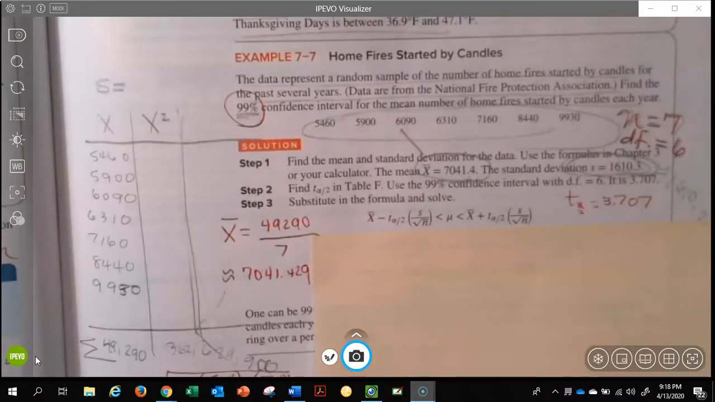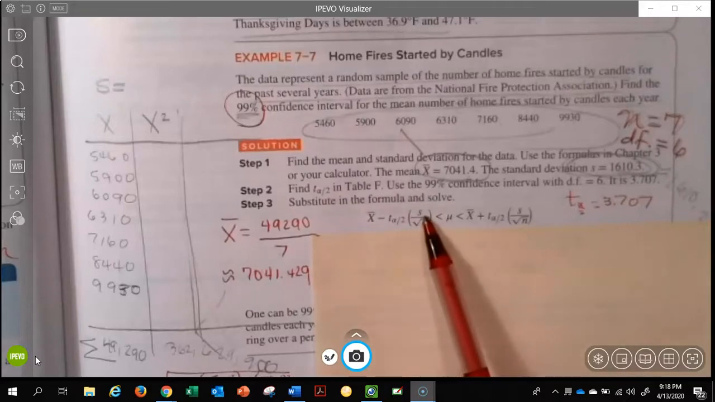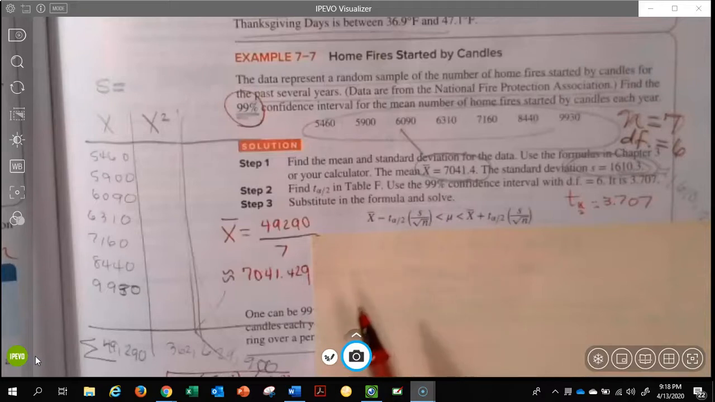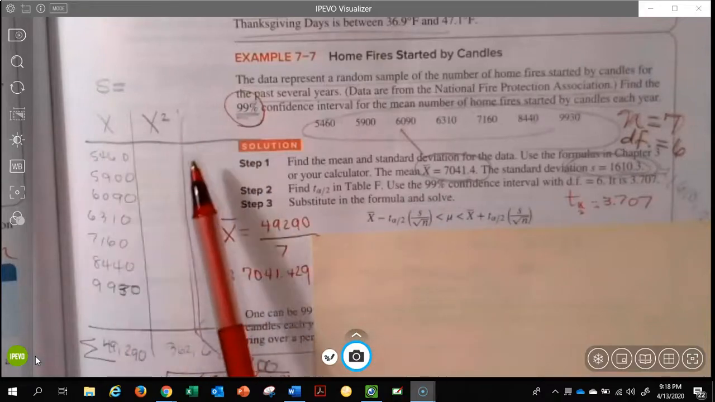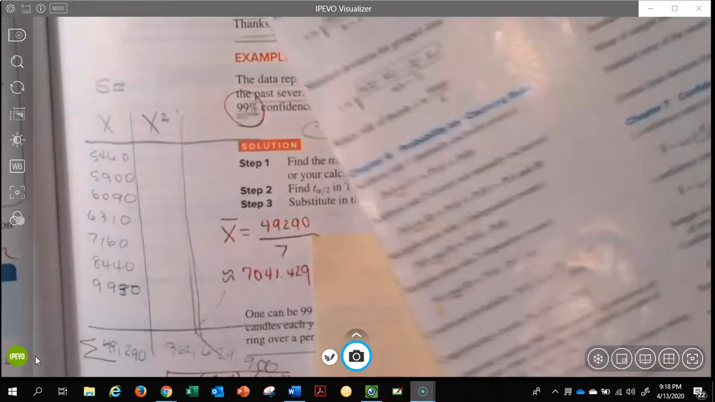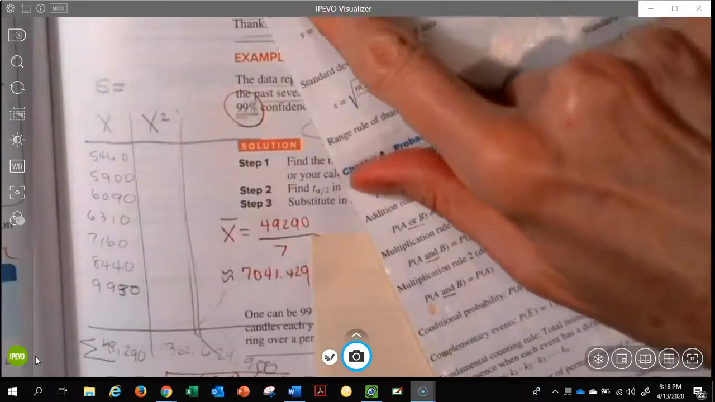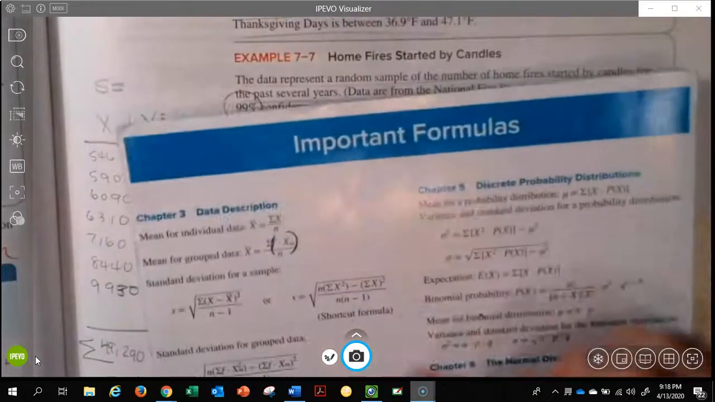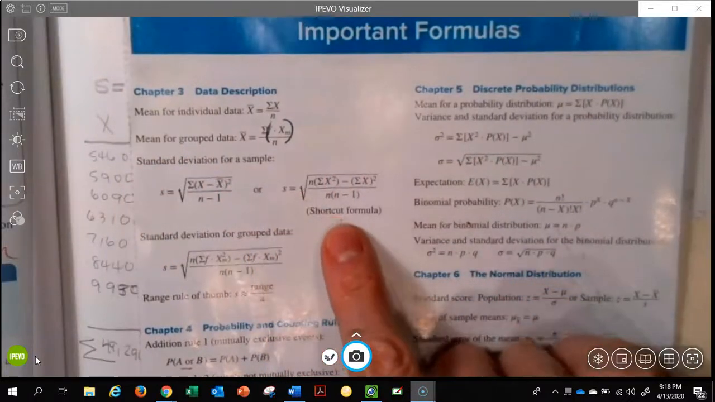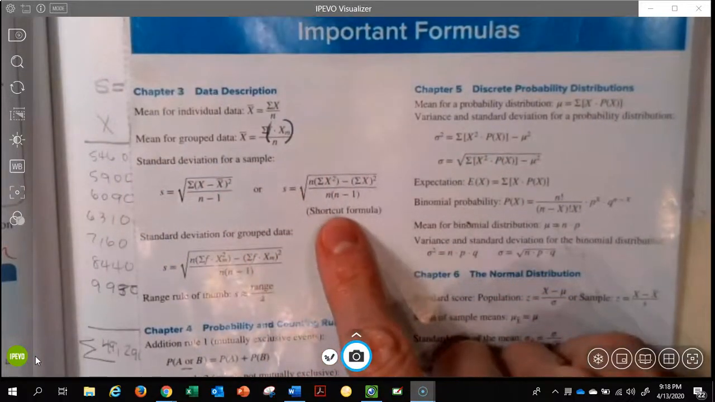But we also need our standard deviation for the sample, and this is what I wanted to practice. So I've got me a table started, and you're probably thinking, I don't remember this. It's been a while. So grab your chart, and let's look over here at Chapter 3. When we look at Chapter 3, standard deviation for a sample, there was a shortcut formula, and that's the one I want to use.